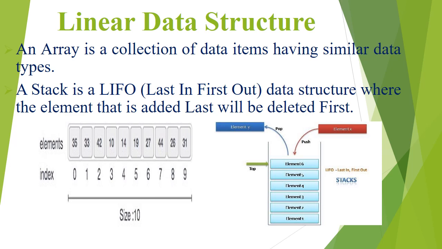The first one is an array. An array is a collection of data items having similar data types. We can store multiple elements under the same name. Here is how the memory is organized in an array. The memory is organized in a continuous way, that is, the elements are arranged in continuous memory locations. Here is a picture that shows how the array elements are arranged in memory.